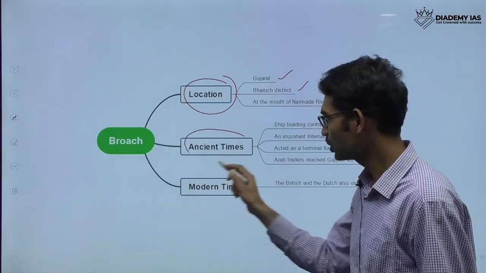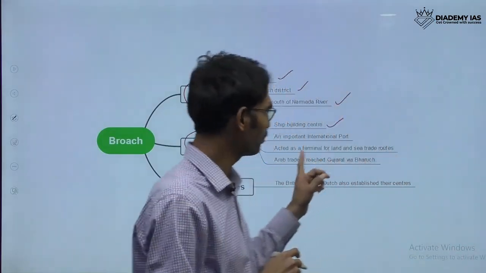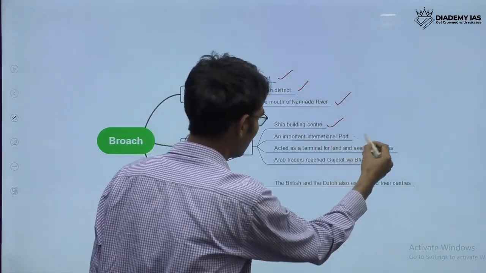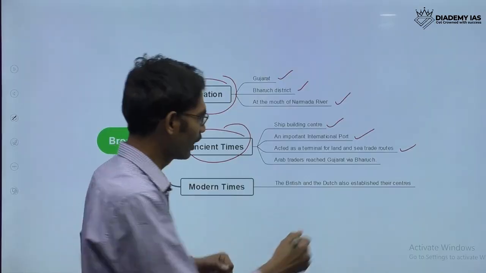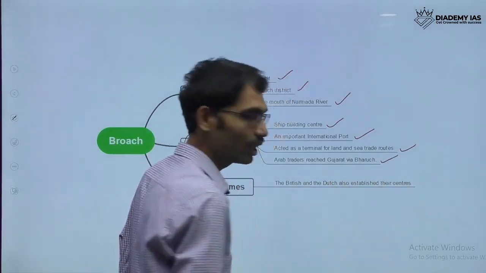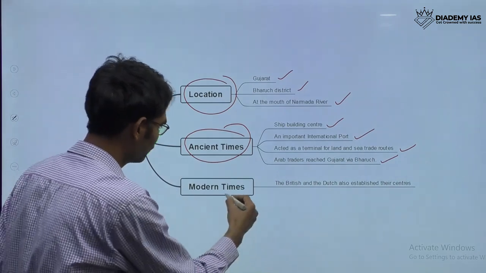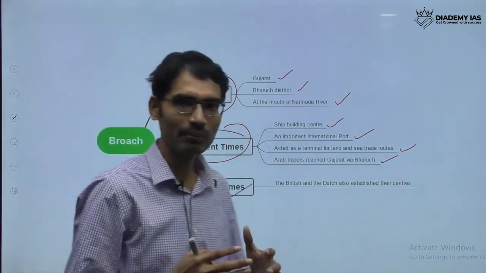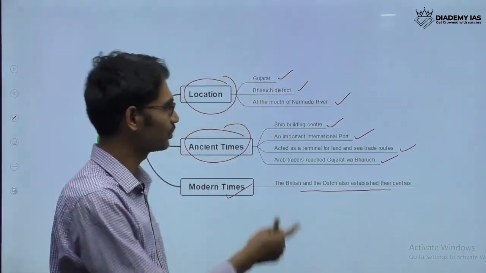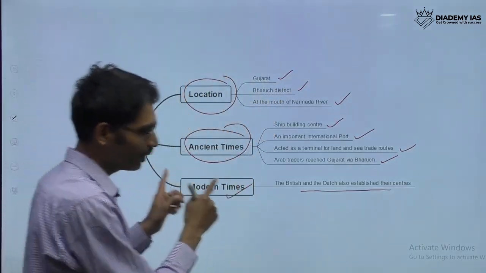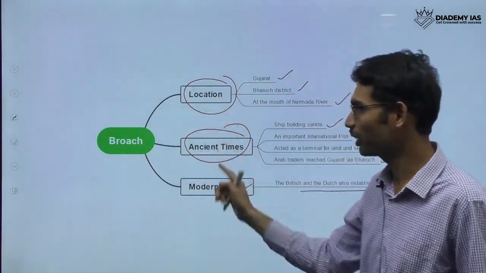And when it comes to ancient times, how important it is. Here you can see it is an important shipbuilding center, an international port, a terminal for land and sea trade routes, and Arab traders reached Gujarat via Broach. So these kinds of important points we can group under this category. And even during medieval and modern times, the British and Dutch established their centers in this location. So with this visualization, you will be able to remember the important points.